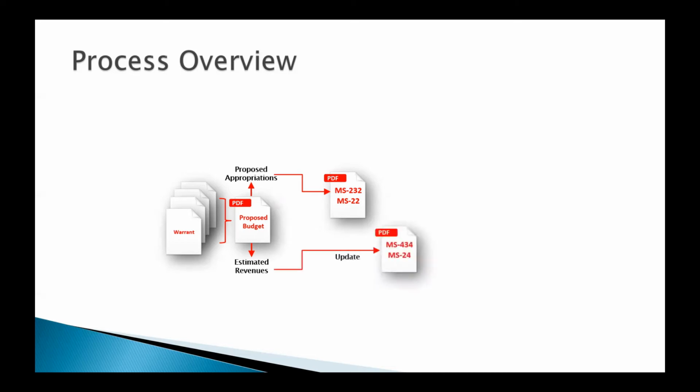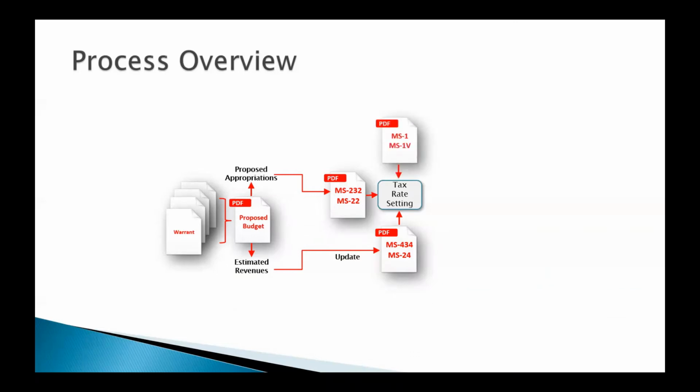Moving a little bit forward in the year, around the summertime, you're submitting your MS-434 or your MS-24. So these are your revised revenue estimates now that you're a little bit further in the year. And I'm going to grossly oversimplify here, but you put in the appropriation, so what you want to spend, less your revised estimated revenue, so how much money you think you're going to take in, subtract those values. That will give you your net appropriations.